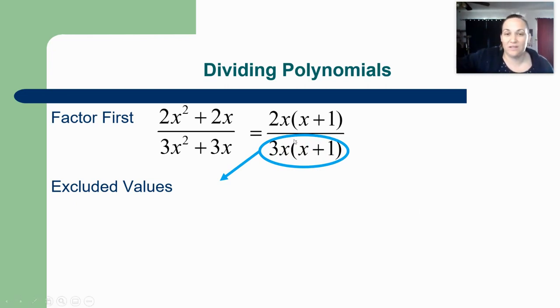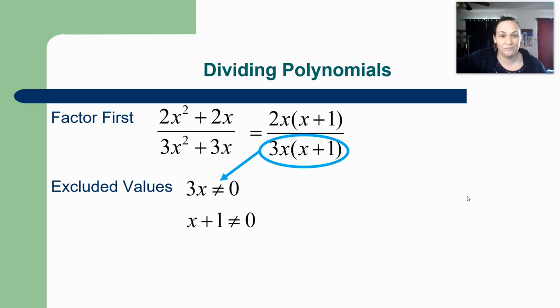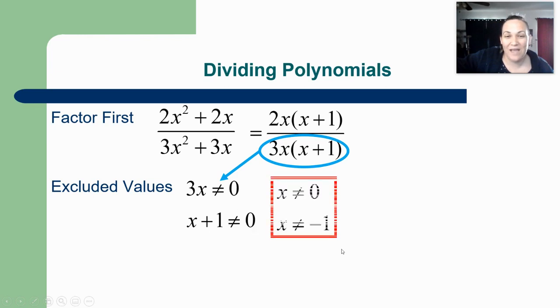Now this time I do have an X on the outside with my number 3. So since the 3 has an X attached to it, I am going to set the 3X not equal to 0. And then I'm also going to set my parentheses not equal to 0. Okay, so there were 2 letter X's in my denominator, so I'll get 2 excluded values. For my first one, I'm going to divide both sides by 3, and 0 divided by 3 is just still 0. So for my first excluded value, I'll get X cannot equal 0. For the second one, I'm going to minus the 1 to the other side, and so my 2 excluded values are 0 and -1.